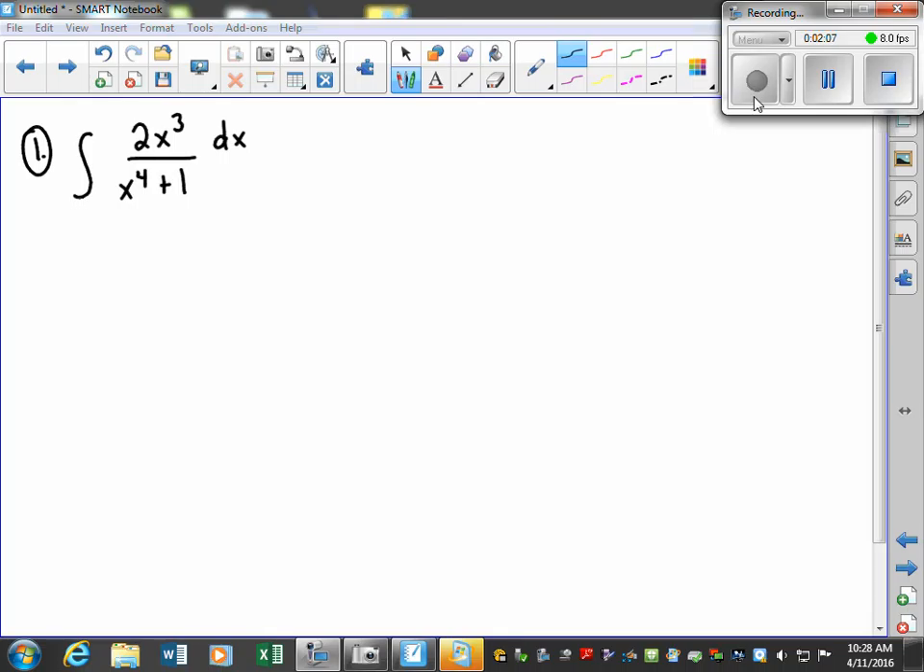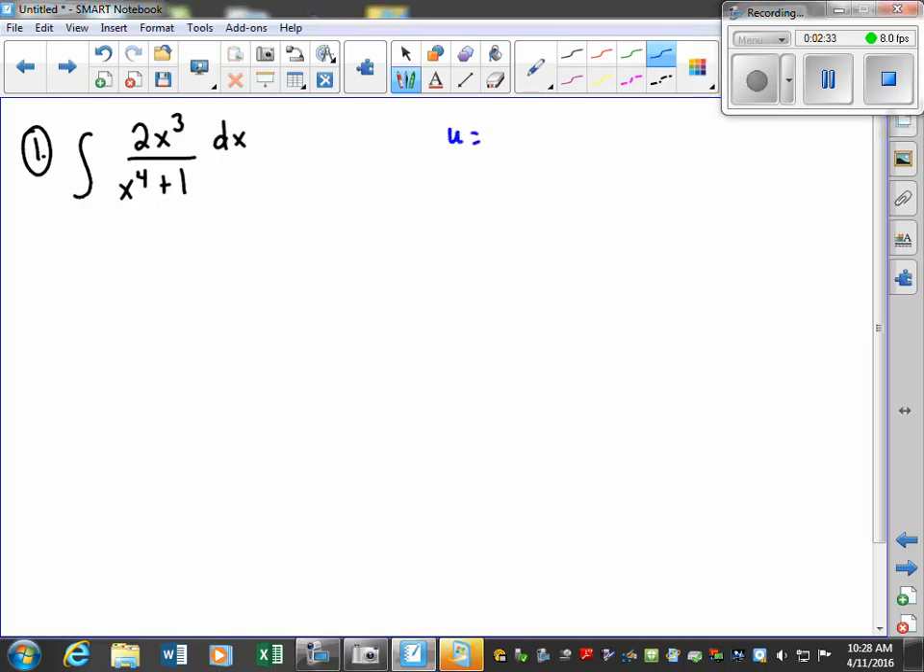Okay, so our first example we have here, the integral of 2x to the third over x to the fourth plus 1 dx. And this one's looking a little complex. So we're going to use u substitution here. And I can also see that if I let this be u, the derivative of this would be 4x to the third. And I'm seeing this x to the third here, so I'm feeling pretty good about that.